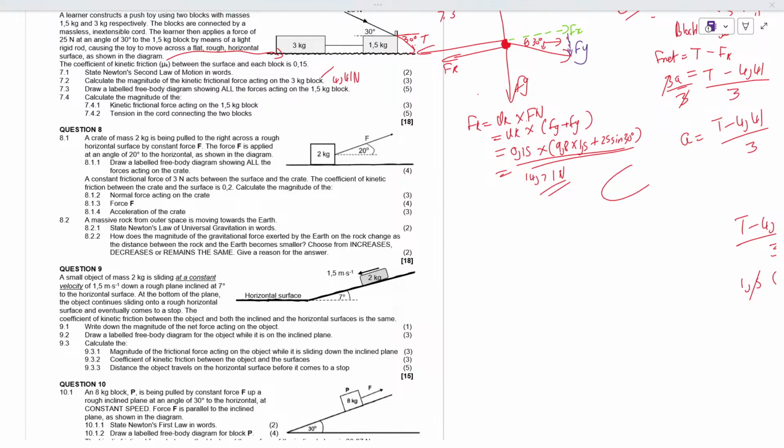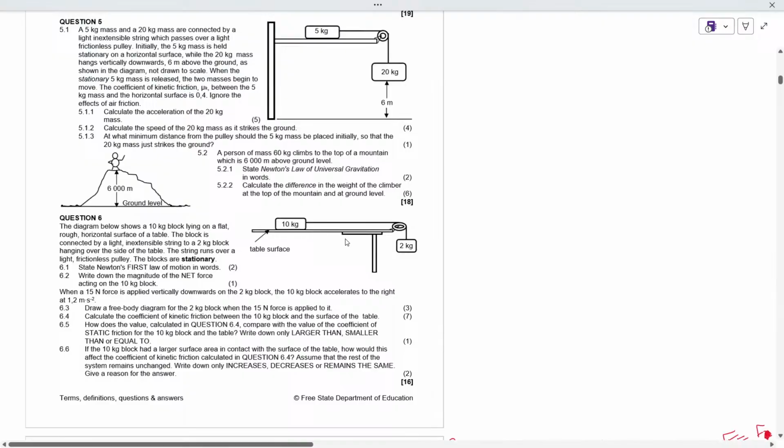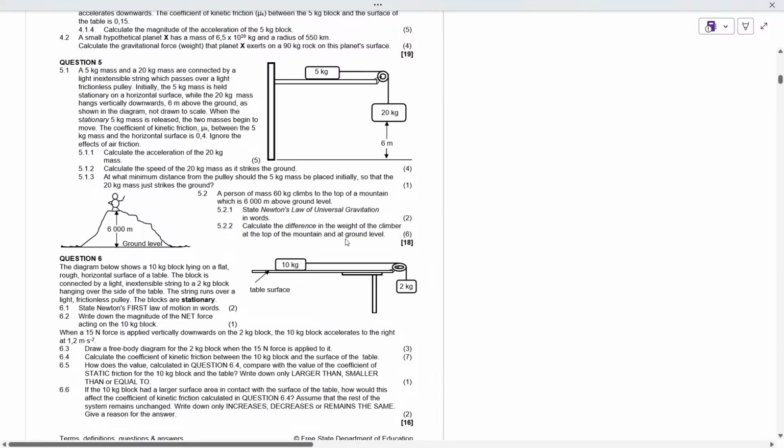Do you want us to do this question paper on work, energy and power? First, what you need to know about, what do they call them again? It's non-conservative forces and conservative forces.